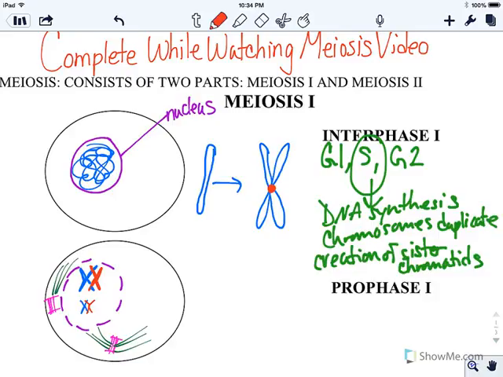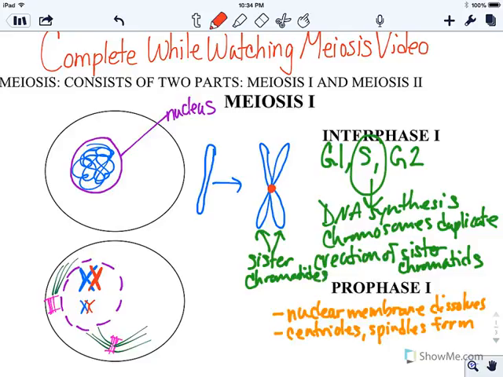So we get the creation of these sister chromatids. Remember, anytime I see this X shape, we have two sister chromatids. Okay, now remember, they're not condensed yet, so I'm still not going to see them underneath the microscope. So let's look at the very beginning of meiosis.